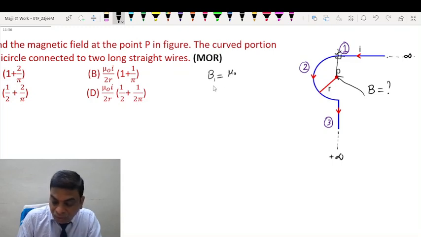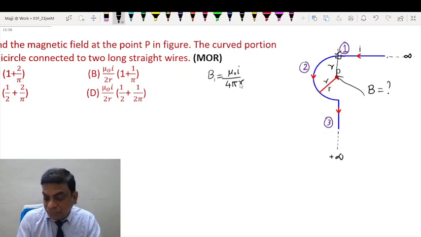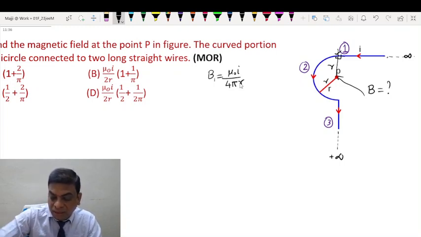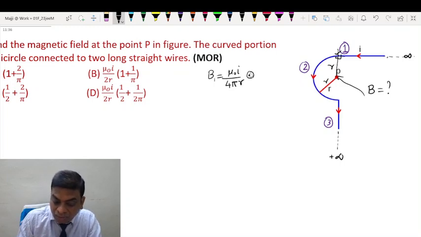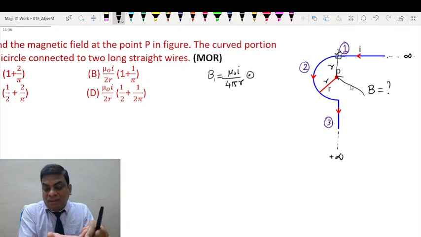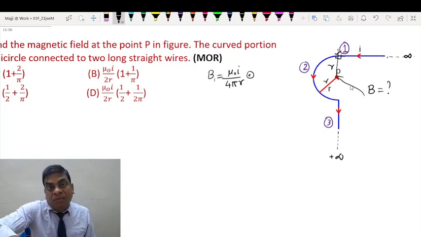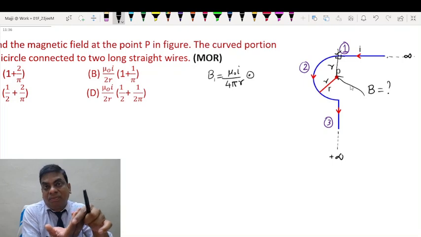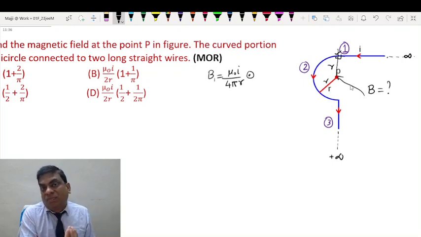So we have mu 0 I by 4 pi r. This r is the radius of the circle. And as per the direction, we all know that it is along the upward normal to the plane of the page. What is the concept? I told you several times that use your right hand, stretch your thumb in the direction of current and take the tip of the finger towards the side where you require the direction of magnetic field. So the remaining 4 fingers will point in the direction of magnetic field.